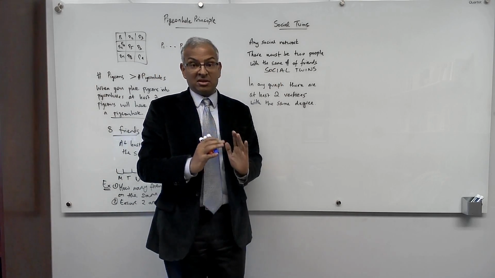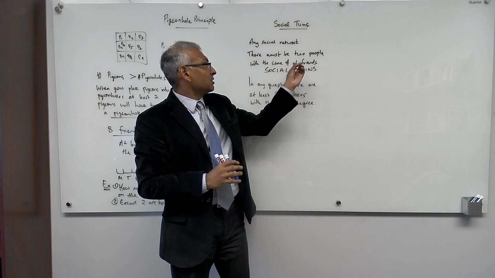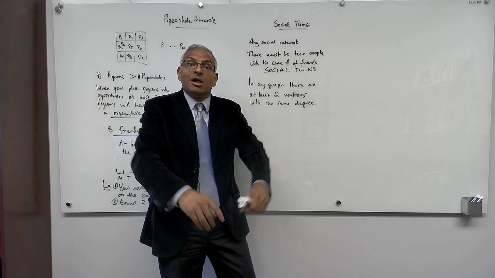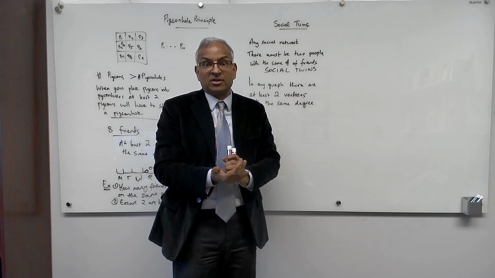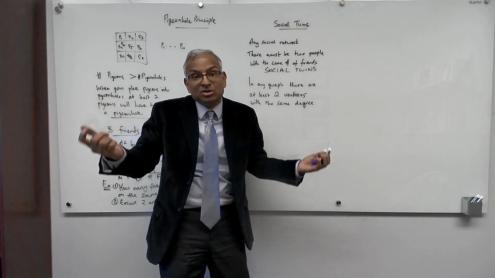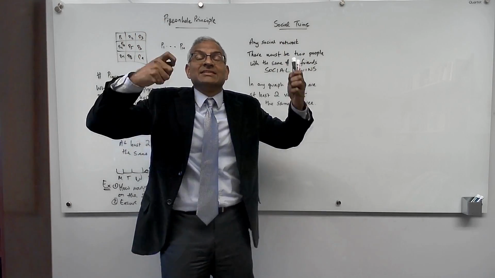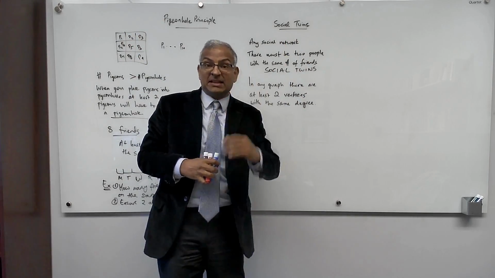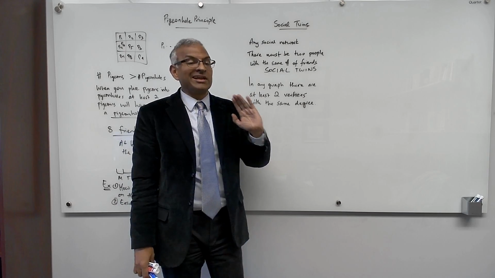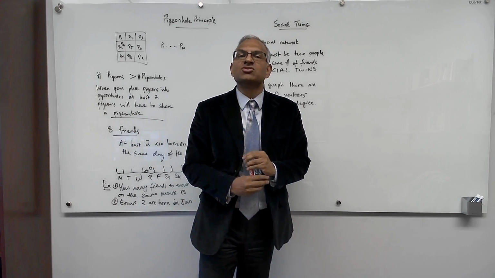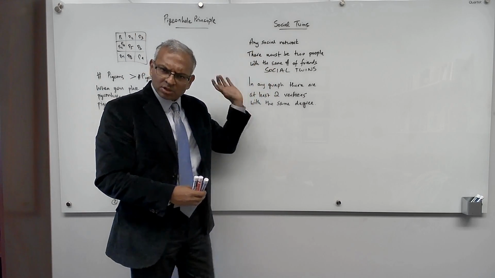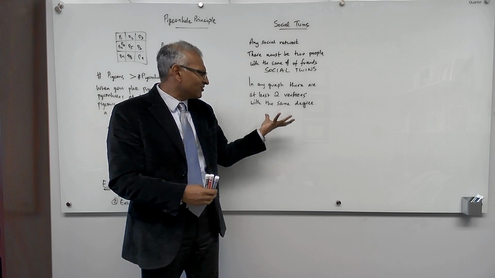Now, let me be very, very clear. I'm not saying that there are two people with approximately the same number of friends. I'm saying there are two people with exactly the same number of friends. It could be 4,003,092, and there might be two people with that exact number of friends. Exactly. That's amazing. It's guaranteed that there are at least two social twins in any social network. Two people with the same number of friends. Now I'll prove that. We're going to prove that with the pigeonhole. But let's first take an example of this.